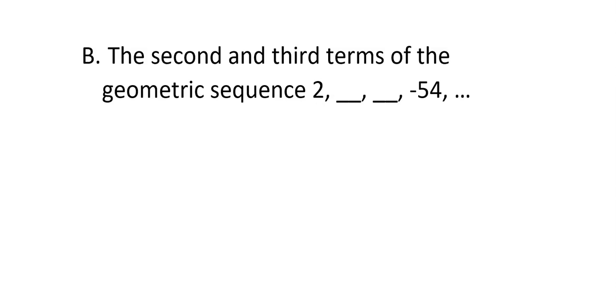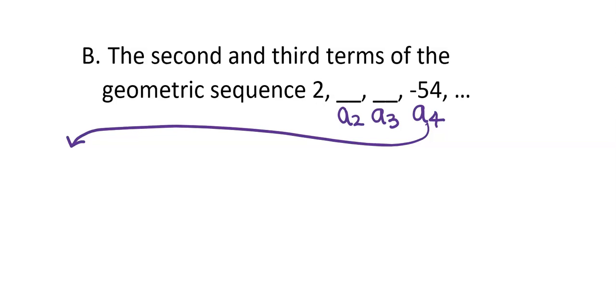Part B, the second and third terms of the geometric sequence are what we're looking for. The one that we have is a sub 4, so that's the one that we're going to write the formula for because we have more information to plug into it. So a sub 4 is going to be, if we just write it out for formula's sake, a sub 1 times r to the 4 minus 1. So let's substitute things in that we know.